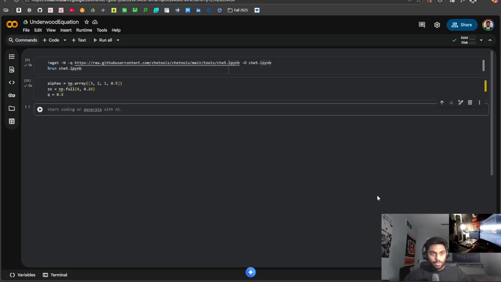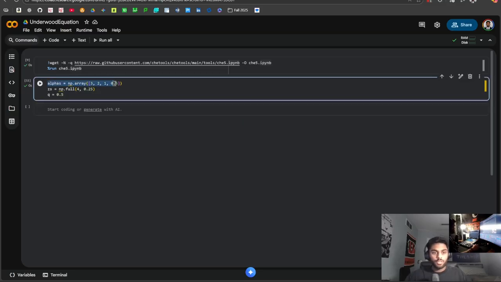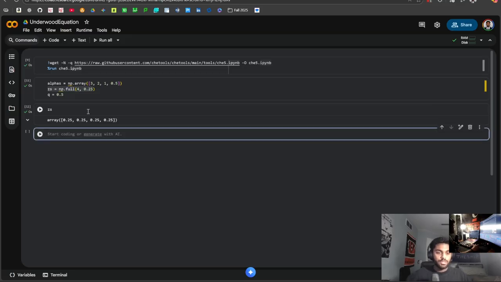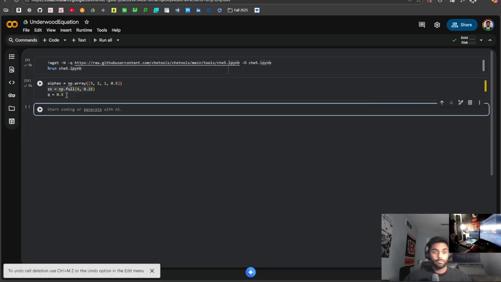So here I've outlined an example problem that we can use the Underwood equation for. So these alphas are relative volatilities for 4 components, and these z's that I've coded out here, if I were to do that, you can see that it's equimolar between 4 components, so each of them is 0.25 of the overall mole count in our feed.